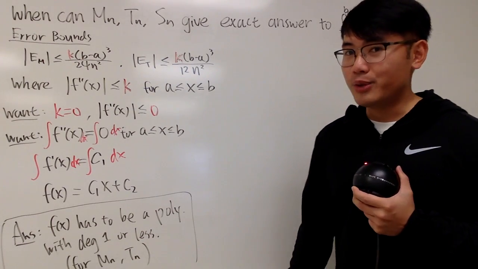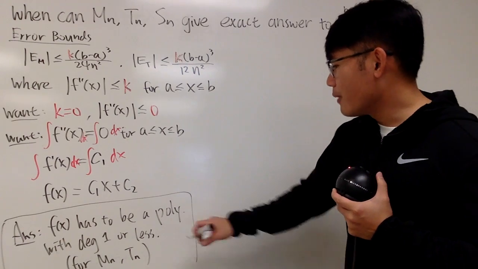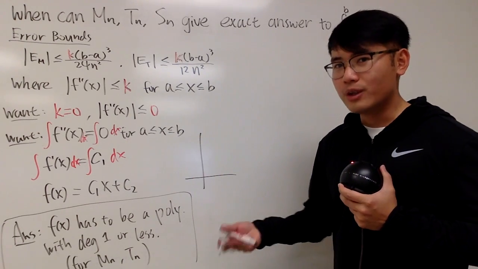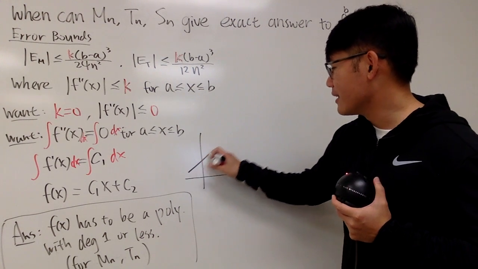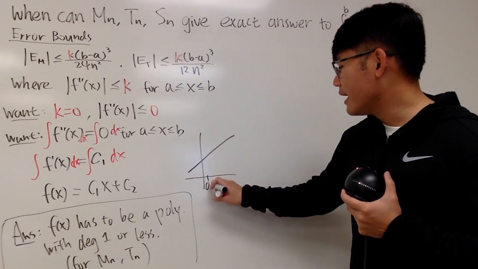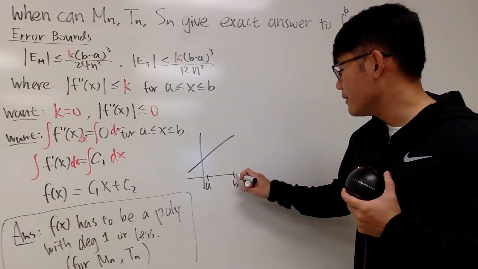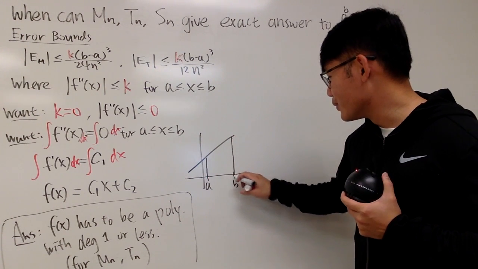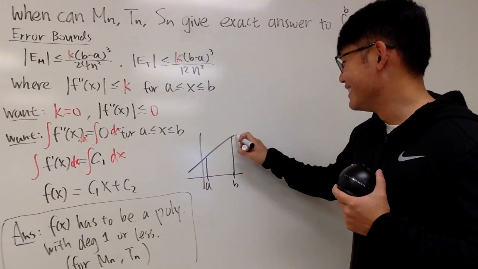Anyway, let me just show you guys real quick why with a picture. So imagine if you do have a linear function, of course, if you graph that, you'll just get a line. And let's say here is my A and here is my B. And I just want to do a demonstration, so I will do n equals 2.